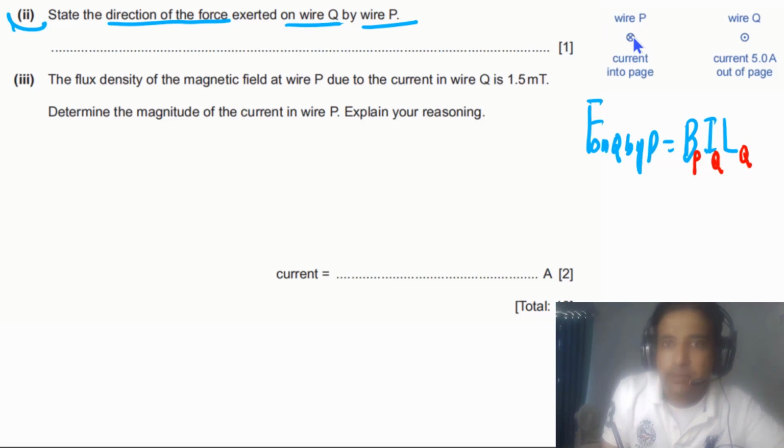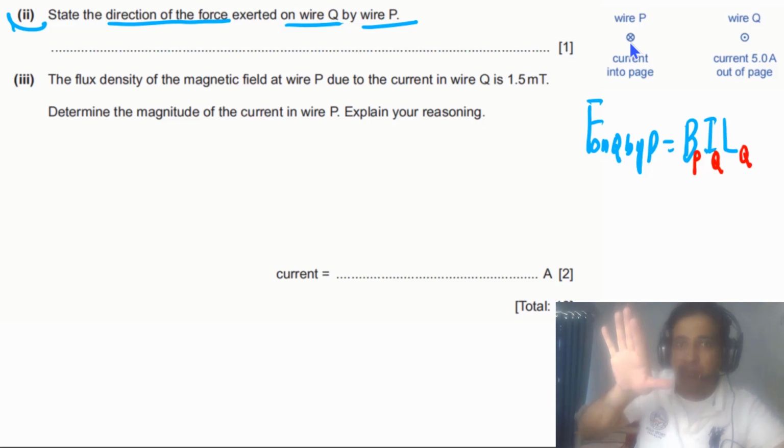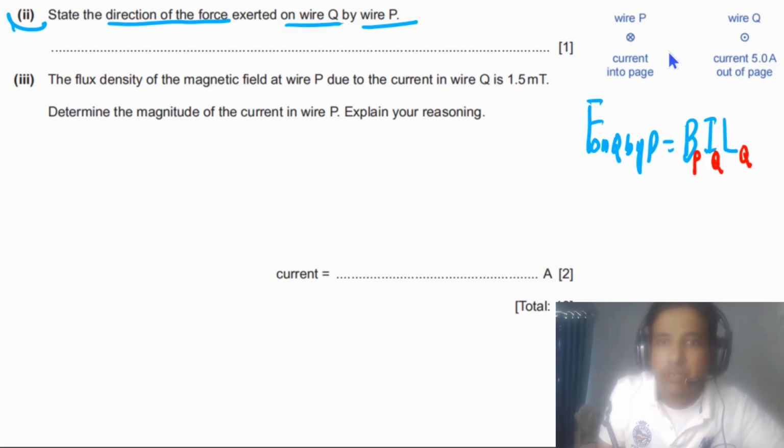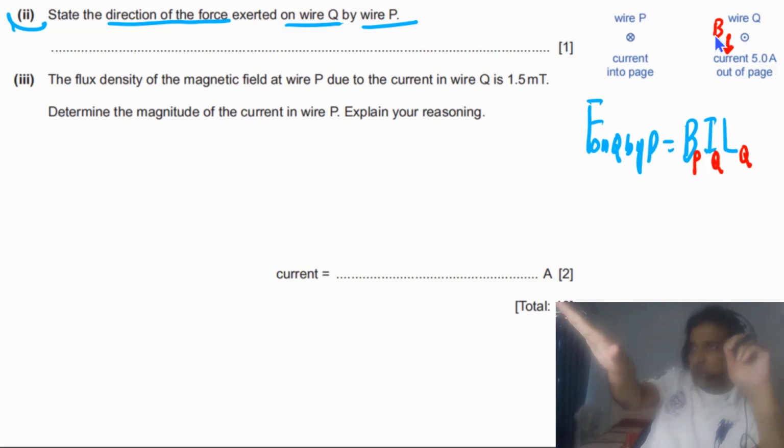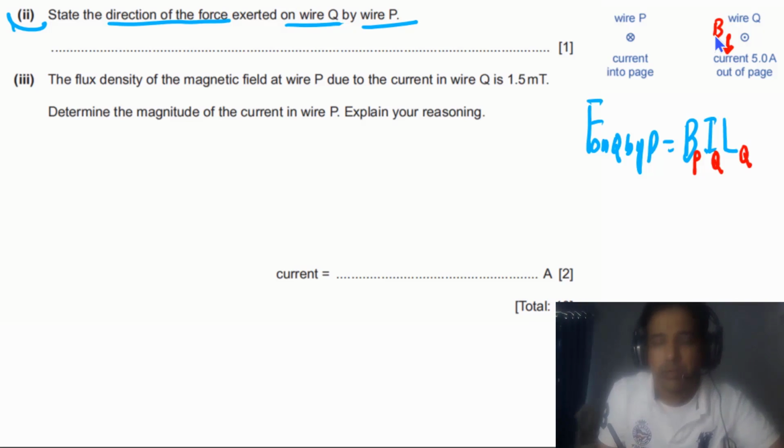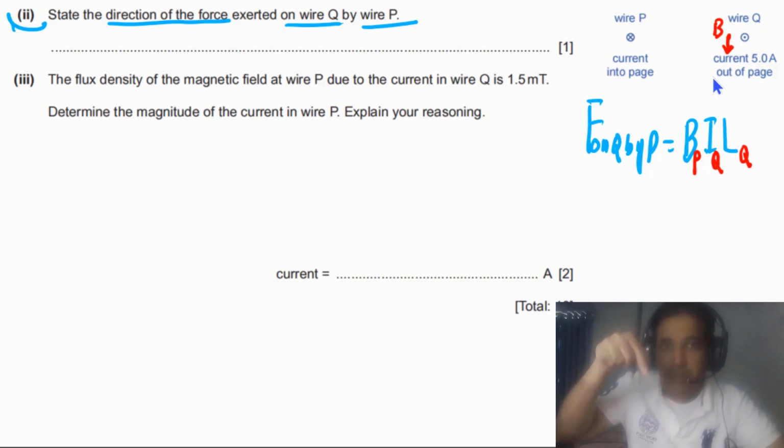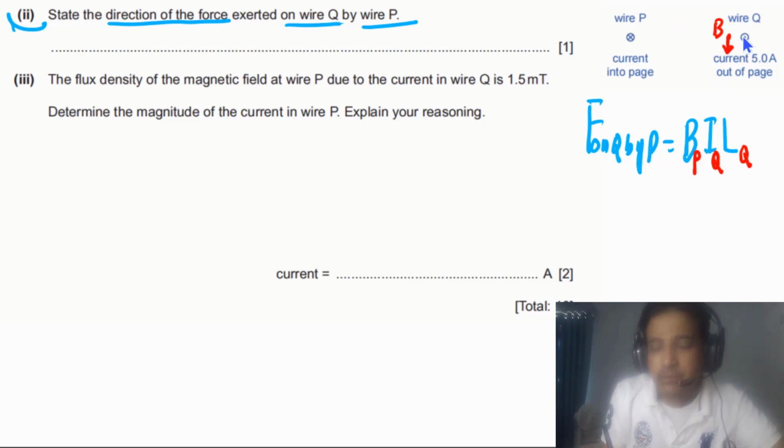Now if you look at wire P, current for wire P is given, that is into the page. So the magnetic field at this point due to P, this will be downward. So this is the magnetic field. You can use your right hand. If you curl your fingers, you will see magnetic field at this point is down, and current in this wire is out of the page.